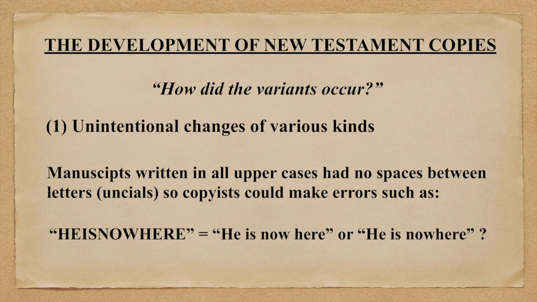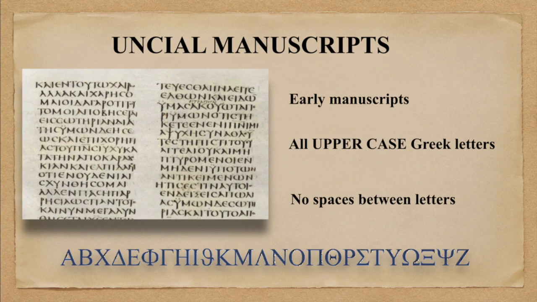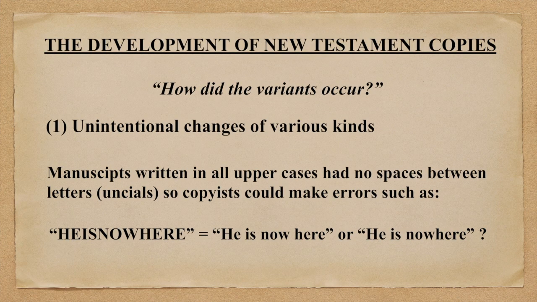Finally, how do the variants occur? There are two ways for variants to occur in the text. First, by unintentional changes of various kinds. For example, there were errors of the eye that resulted in wrong divisions of words that actually resulted in the formation of entirely different words. Early manuscripts were written in all uppercase letters with no spaces between the words, no verse numeration, and no punctuation. Consequently, a phrase such as "he is now here," or "Heisnowhere," could be either "he is now here" or "he is nowhere."